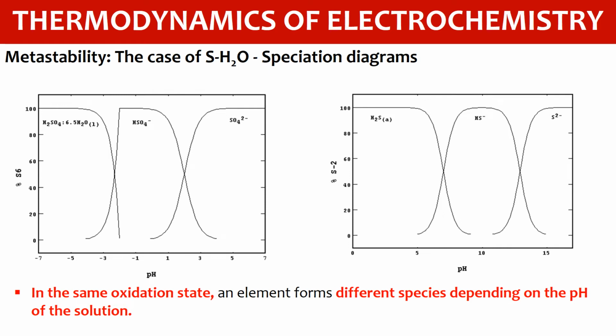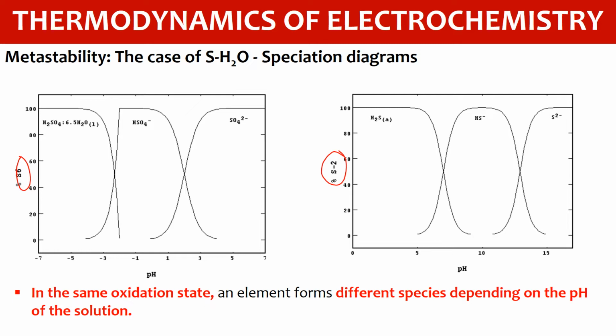Right. So here, they're actually what are called speciation diagrams. Speciation diagrams also show some metastable species that can also be masked. This is showing a metastability case of your H2O diagram. Remember, here your S can exist as S6+ or S2-.